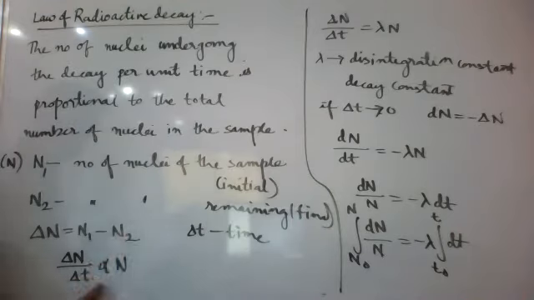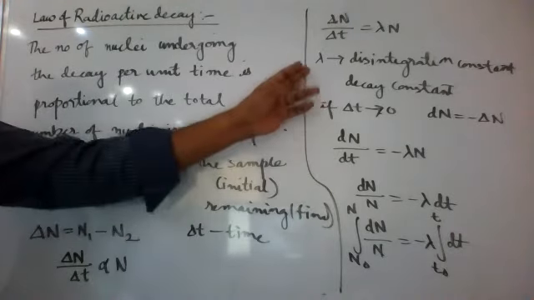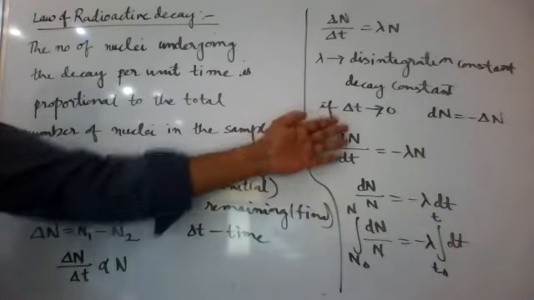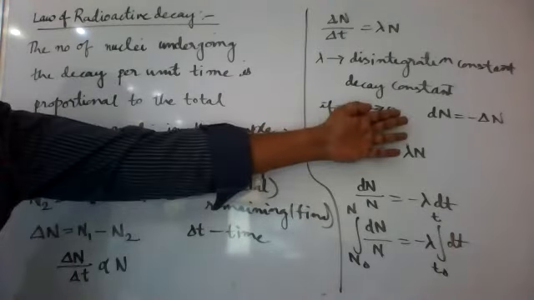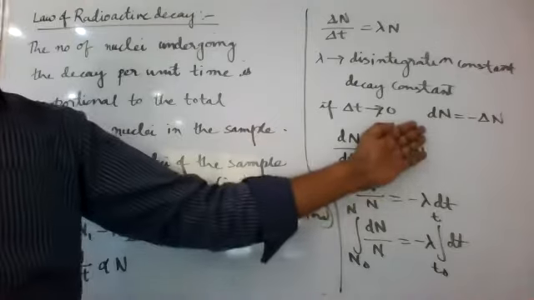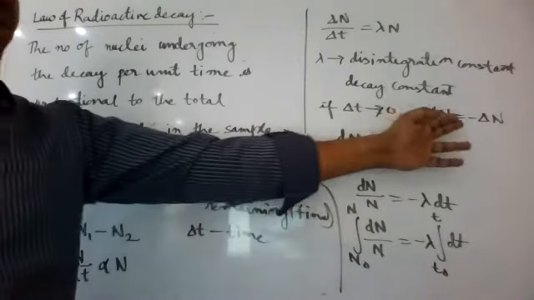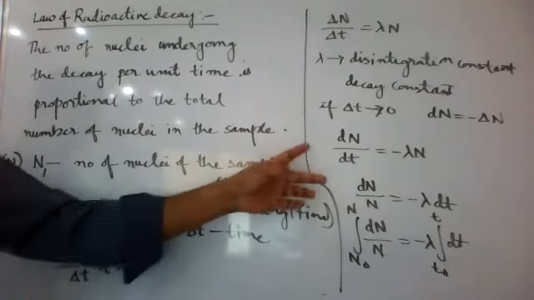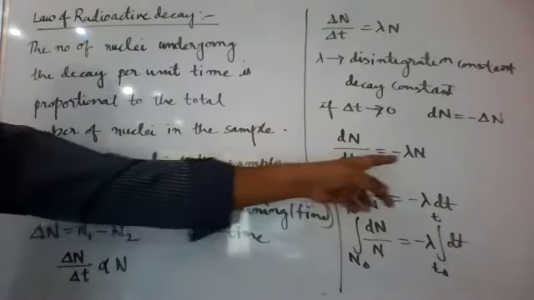So to remove the proportionality, we write lambda. What is lambda? Lambda is said to be the disintegration constant. If delta t tends to 0, meaning if you apply the limit, then what will happen? dN is equal to minus delta N, because it is decreasing. If it was increasing, we write positive. If it is decreasing, we write negative. So dN by dt is equal to minus lambda N.